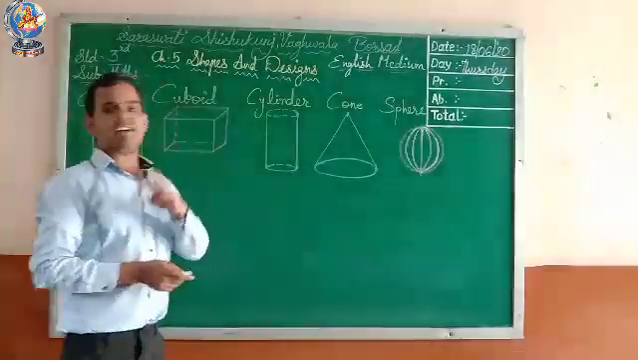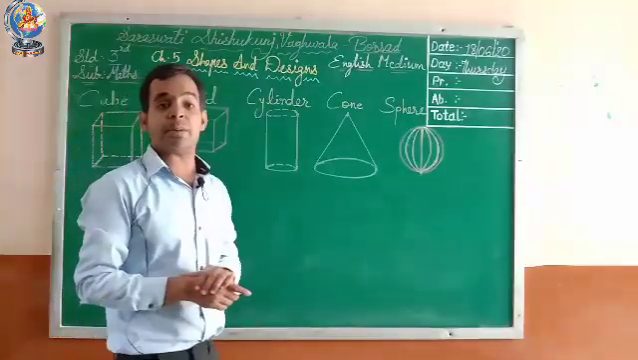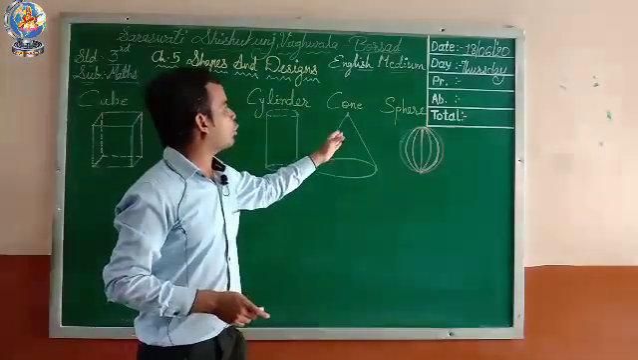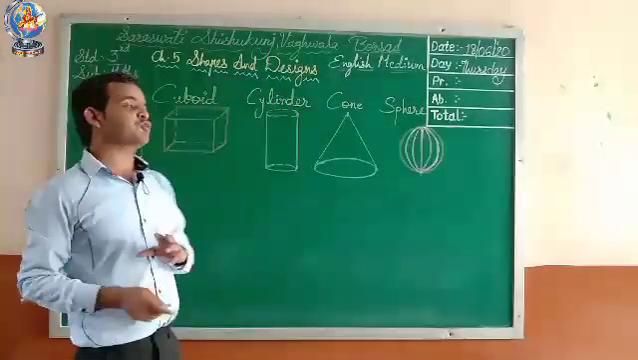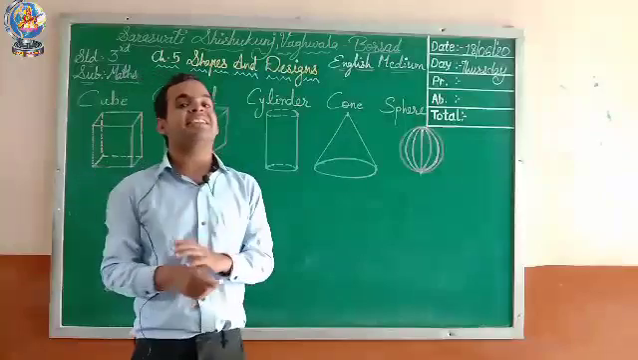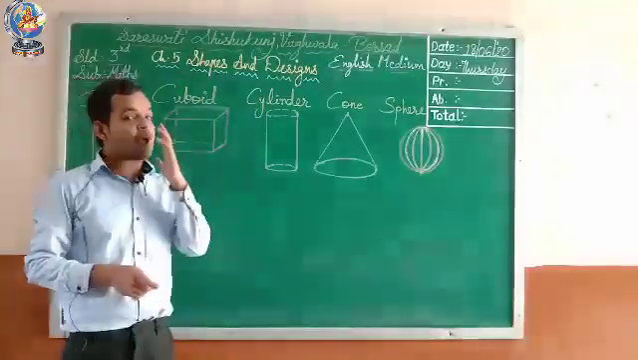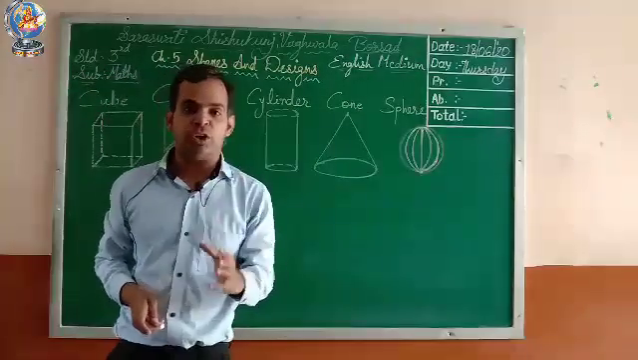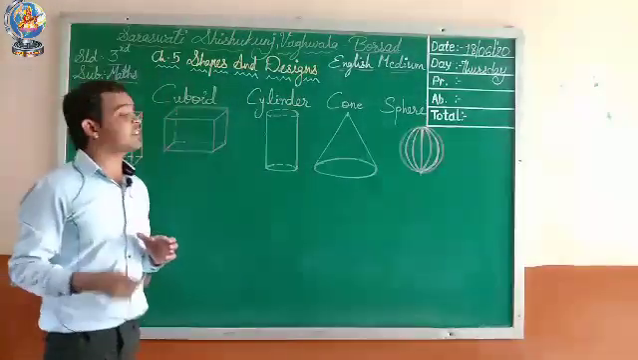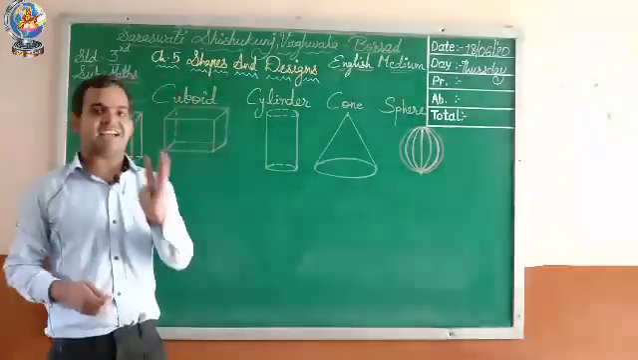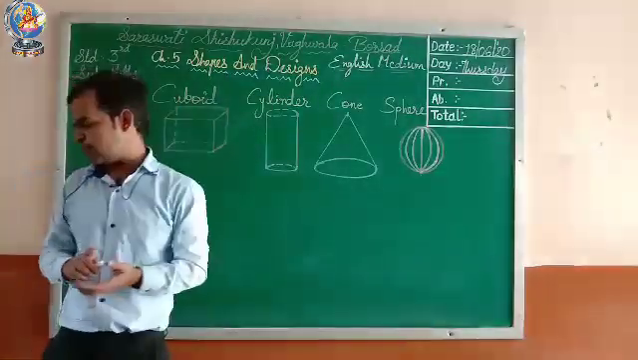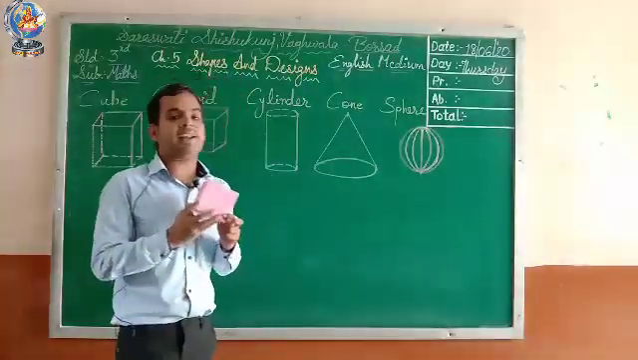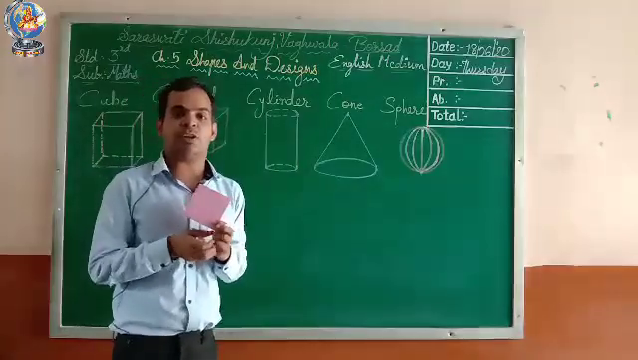Okay, now you already know about the solid shapes. So cuboid, cylinder, cone and sphere are all solid shapes. Now let's discuss in detail each shape. First of all, we discuss the cube. We discuss the faces, edges and corners of the cube shape. So here I will take a cube shape.